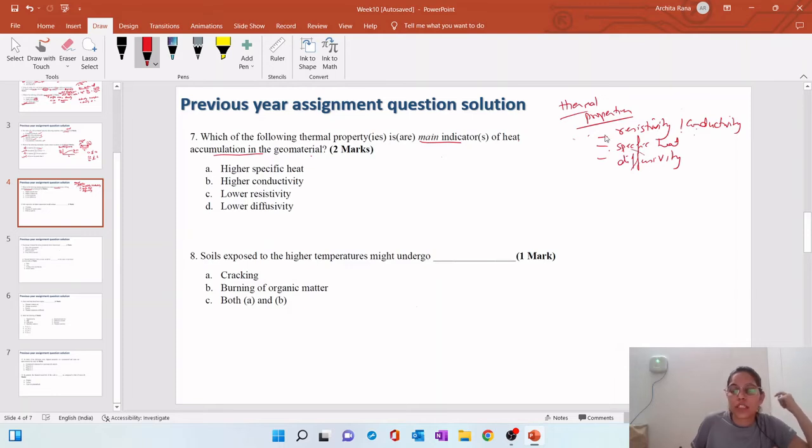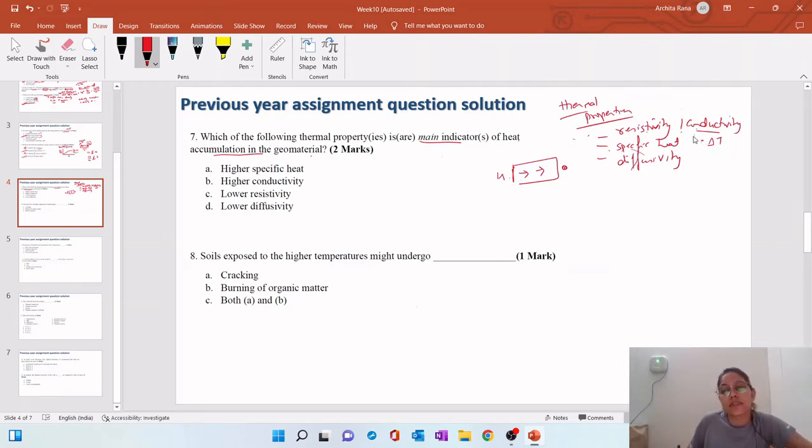So if there is a soil mass, and you are supplying heat on this end, resistivity is how much it resists the movement of heat from this end towards the other end. If it moves freely, it means the geomaterial is conductive. And diffusivity is how easily the heat diffuses through the soil material. And specific heat is how much the heat changes with change in temperature.